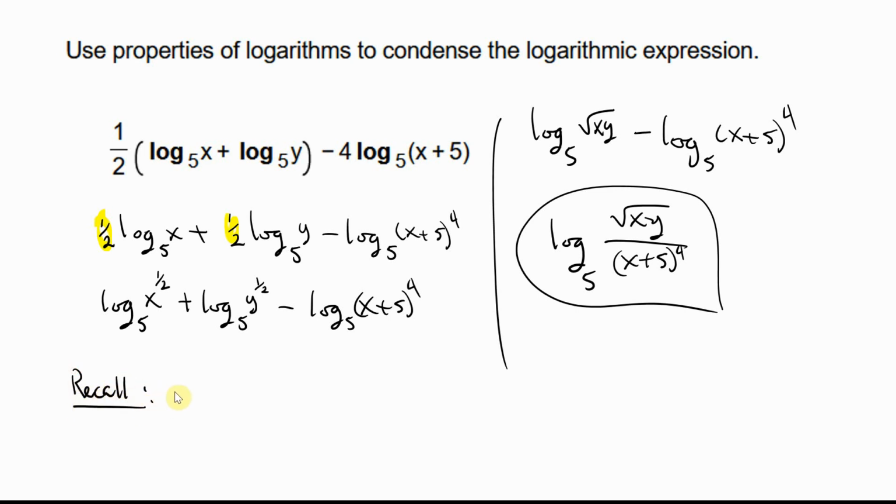Recall, this x to the 1/2 is the same thing as the square root of x. Right? So we multiply, it's plus, we multiply, it becomes x to the 1/2 times y to the 1/2. That's the idea. And this is x times y all to the 1/2, or the square root of xy.